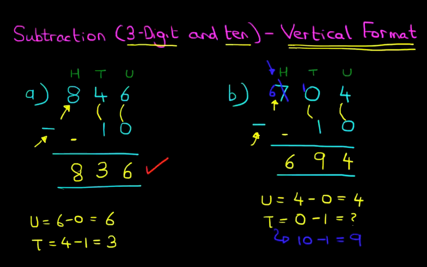So therefore, 704 minus 10 equals 694. And it really is that simple. Just make sure you follow the principles as we have outlined in this tutorial. So that is subtraction of a 3-digit number and the number 10 using the vertical format.